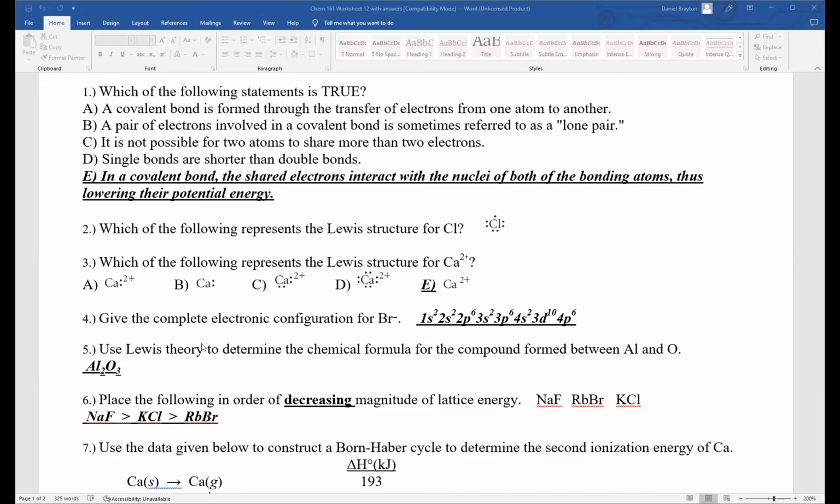Use Lewis theory to determine the chemical formula for the compound between aluminum and oxygen. So this is meant to tie together what we already did earlier with naming, charges, and locations on the periodic table. Right, oxygen's in group 6, and so it wants 2 electrons. Aluminum's in group 3, so it's willing to give up 3. 2 and 3 obviously aren't the same number. So if you have 2 aluminums and 3 oxygens, then you can move 6 electrons back and forth.